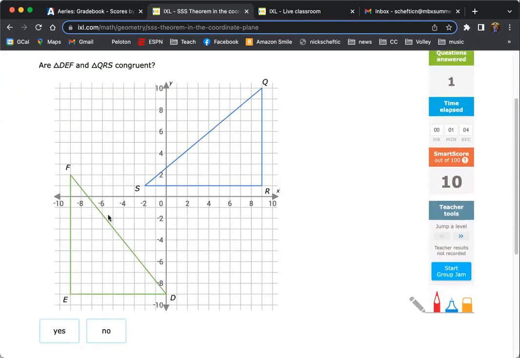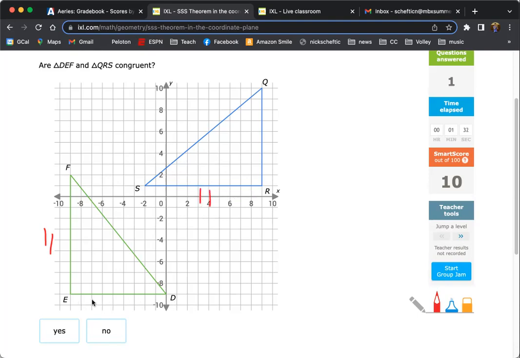Okay, same thing, let's take a look at this. So SR is going to be the same as FE. And also, if you look here, so it's QRS, RS is going to be the same as EF. So EF is going from negative 9 to 2. So that's going to be 11 spaces. And then from here, S to R, this is from negative 2 to 9. So that's going to be 11 spaces as well.